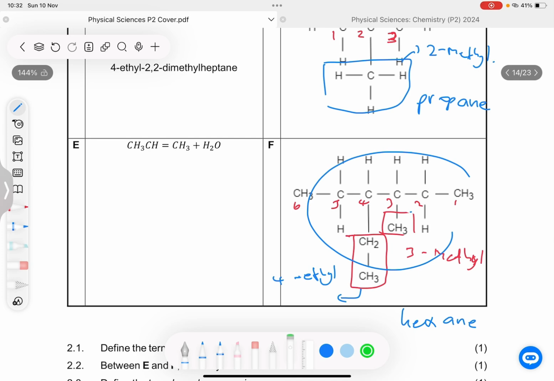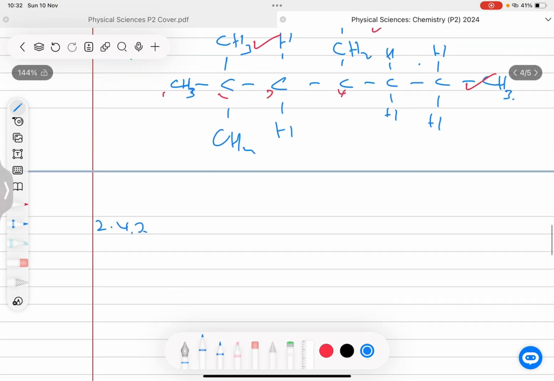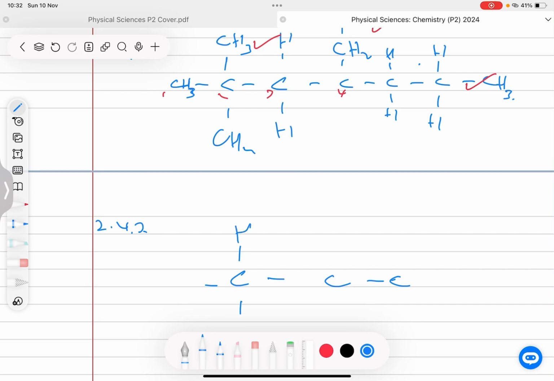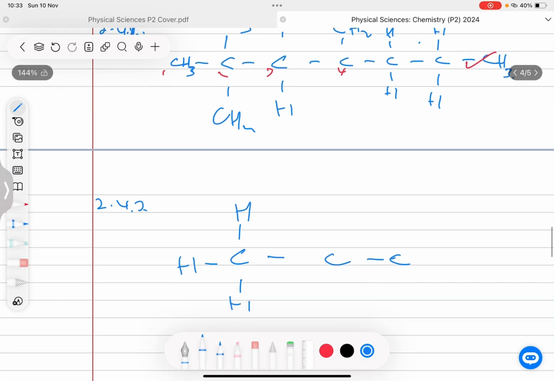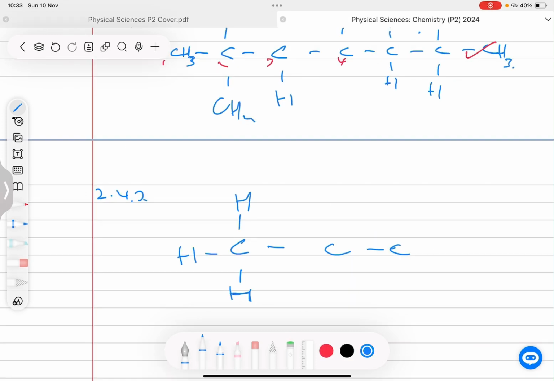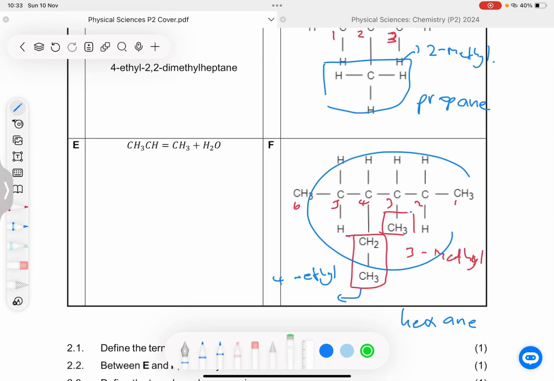So let's look at compound E. You can see that we have 3 carbons, 1, 2, 3 carbons. And this one is attached to 3 hydrogens. So this means I'm going to have an H here and an H here. And this one is only attached to 1 hydrogen, so here I'm going to have a bond like that. But here we have a double bond.